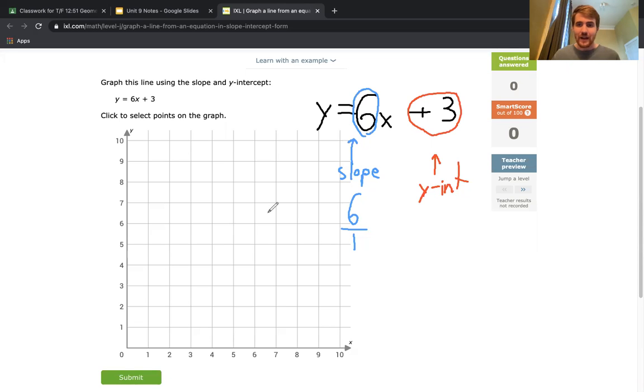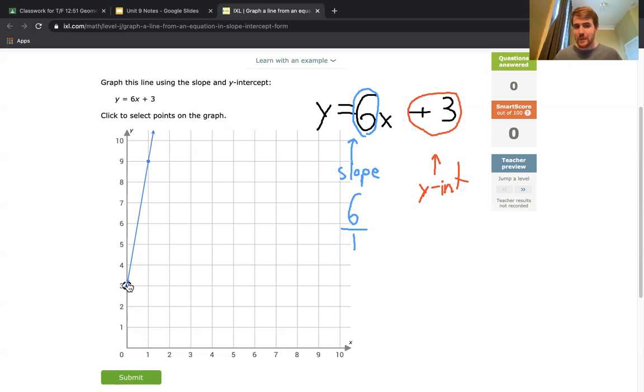Now we're actually going to graph the line. So remember, the y-intercept is where the line begins. You need to find the y-axis, not the x-axis down here, but the y-axis, and go to the y-intercept. So in this case, 3. And then the slope tells us how the line moves. So the slope is 6 over 1. The first number tells us to go up or down because it's positive. We're going to go up 1, 2, 3, 4, 5, 6. And the number on the bottom, the denominator, tells us how far to move to the right. So it's just 1, so we're going to move over 1.